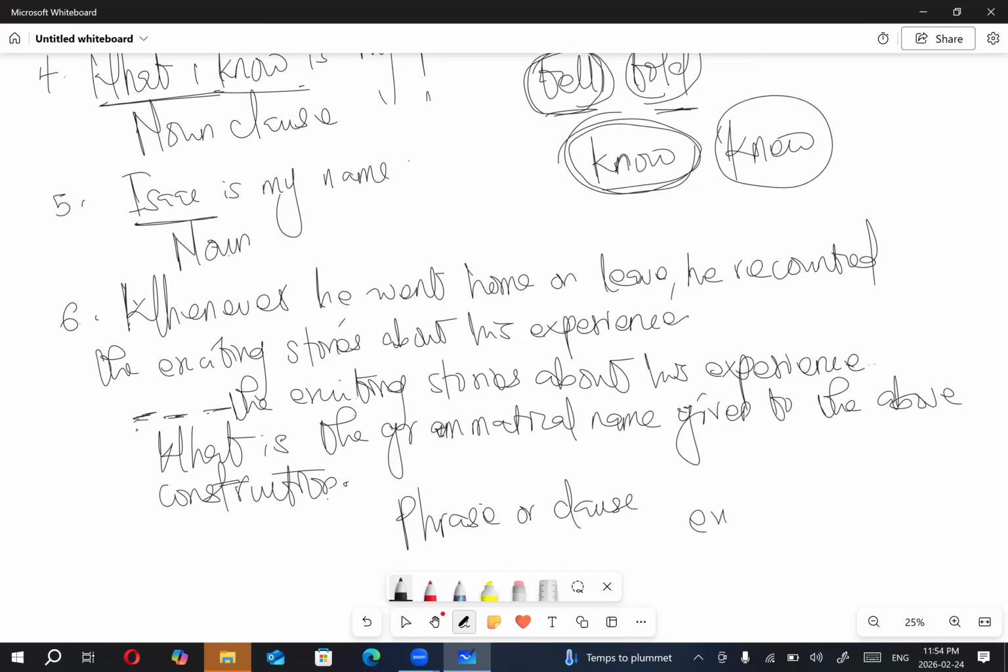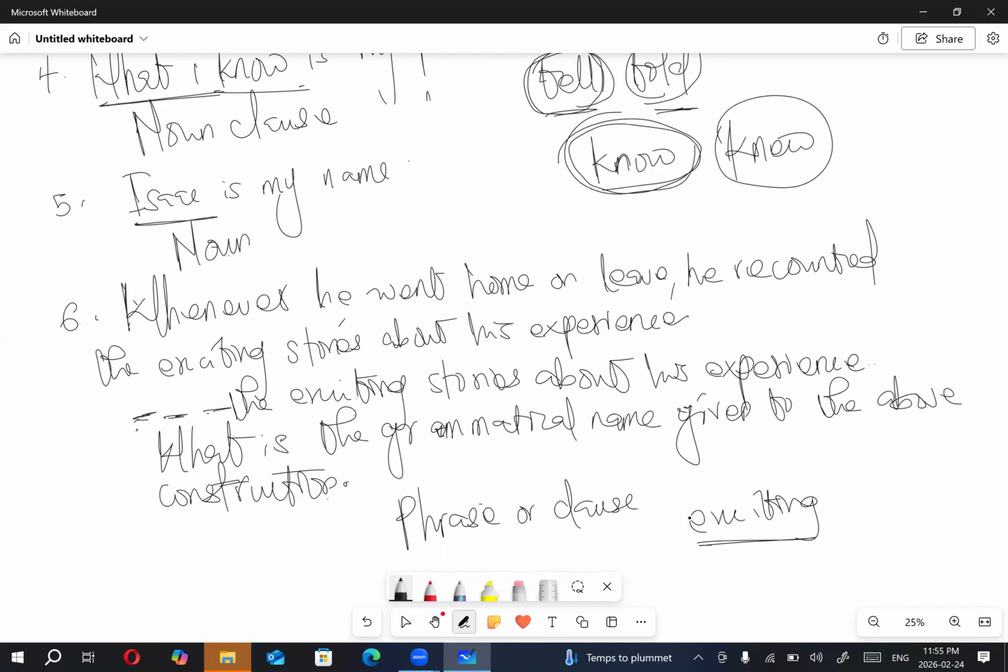If you're wondering about exciting, here it's not a verb. It's an adjective describing the noun stories. It's telling us how the stories were. Exciting, boring: these two will be adjectives of opinion, right? So exciting here is not being used as a verb. It's used as an adjective here. Stories is a noun.